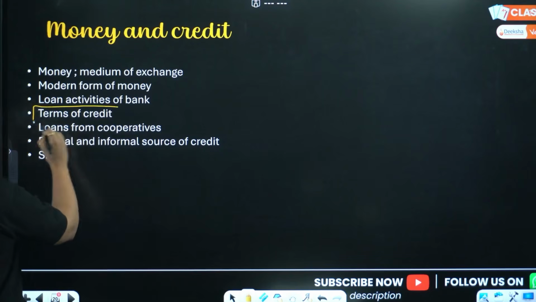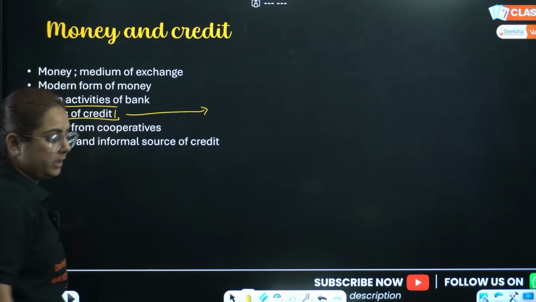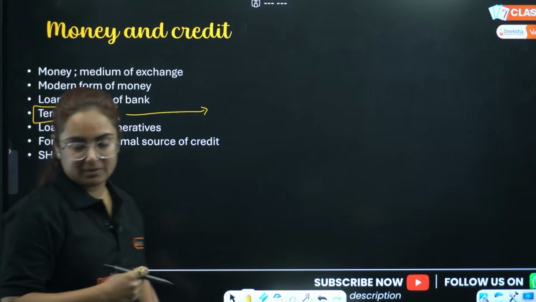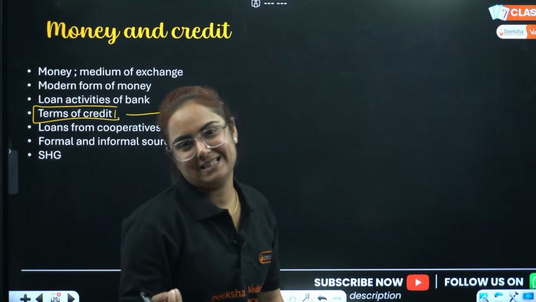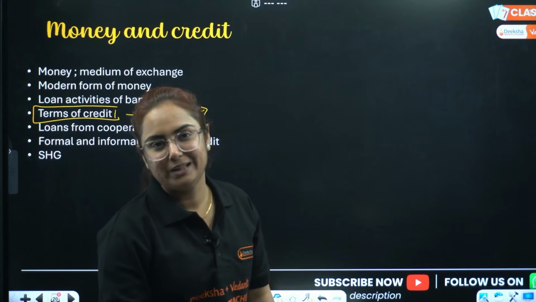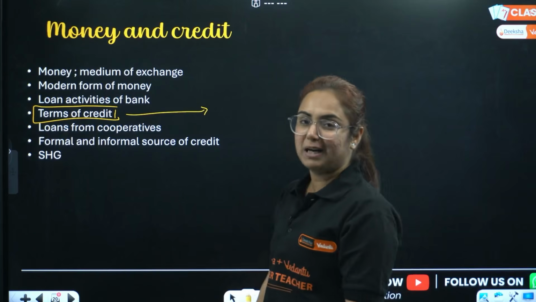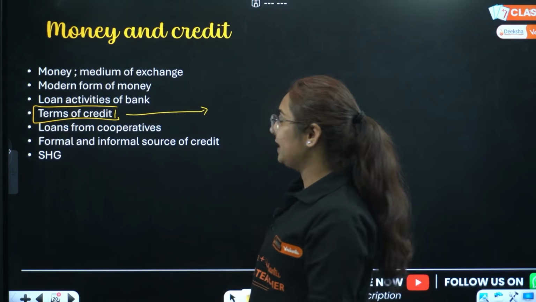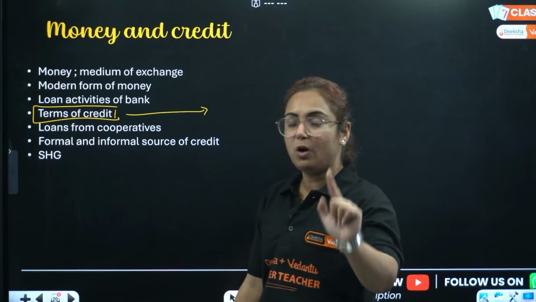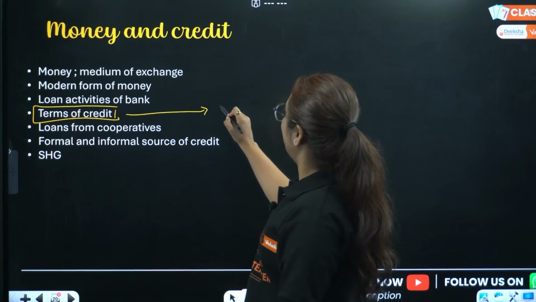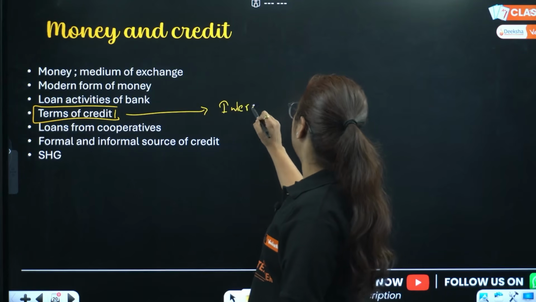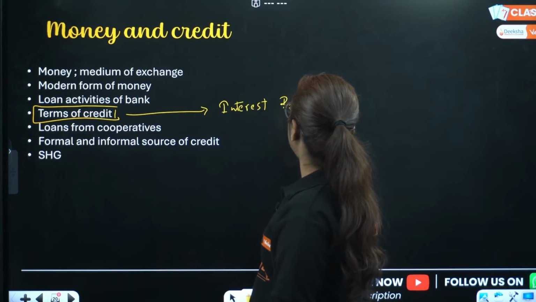What are the terms of credit, beta? When it comes to money, now comes credit. Yeah, give me money for 2 days, I'll give you back. Loan. So credit facilities are there from the bank and from people also. Terms of credit: when you go to the bank and ask for a loan, what will the bank ask? First of all, give me interest.